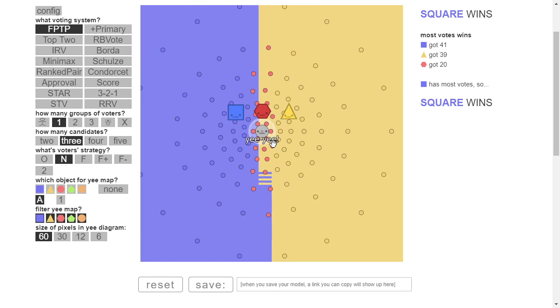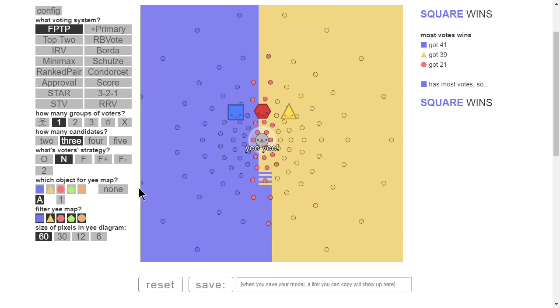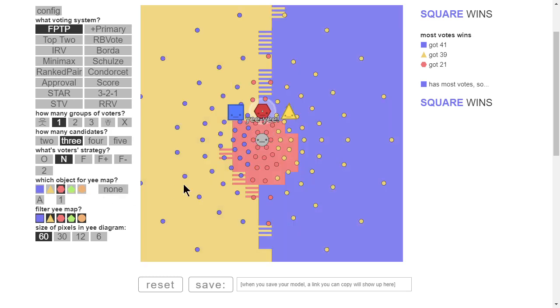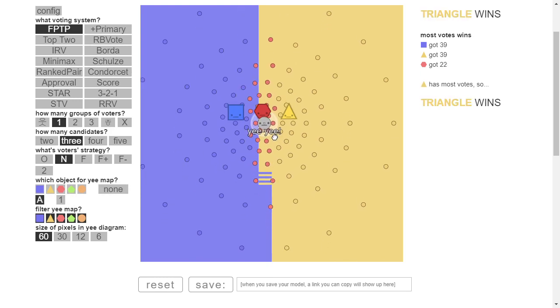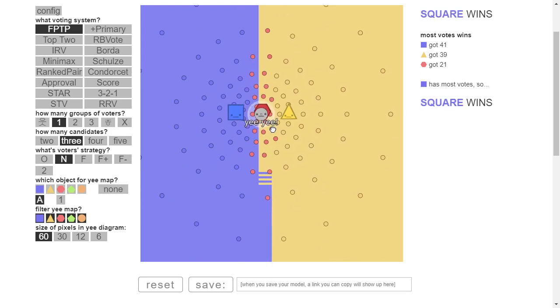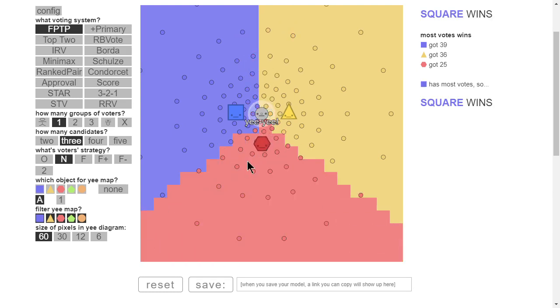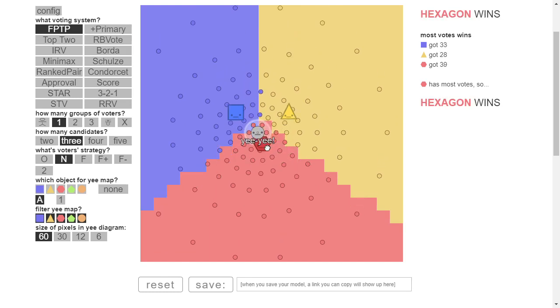So that's what this Yee map shows. You can also make a Yee map for each candidate. So let's look at the red guy since he's having trouble winning. Let's put the voters right in the center, and let's kind of trade places with the red guy. So in this situation, red can win if the voters move over to red.